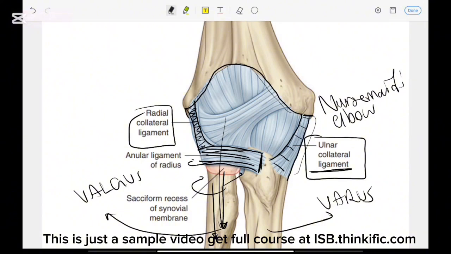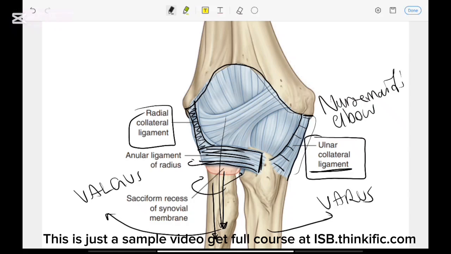Yes, the vascular supply of the elbow joint comes from the surrounding anastomotic network of vessels, which are derived from the collateral and recurrent branches, if you remember, from the brachial, from the profunda brachii artery, from the radial and ulnar arteries. The collateral and recurrent branches that we've talked about form an anastomotic network around the elbow joint and supply it.